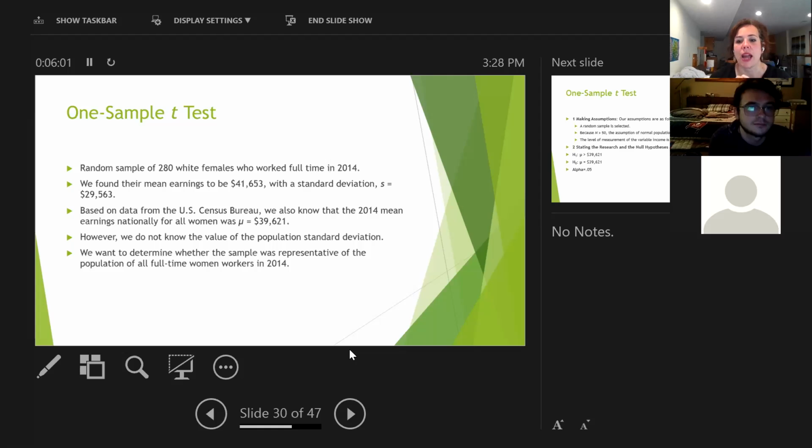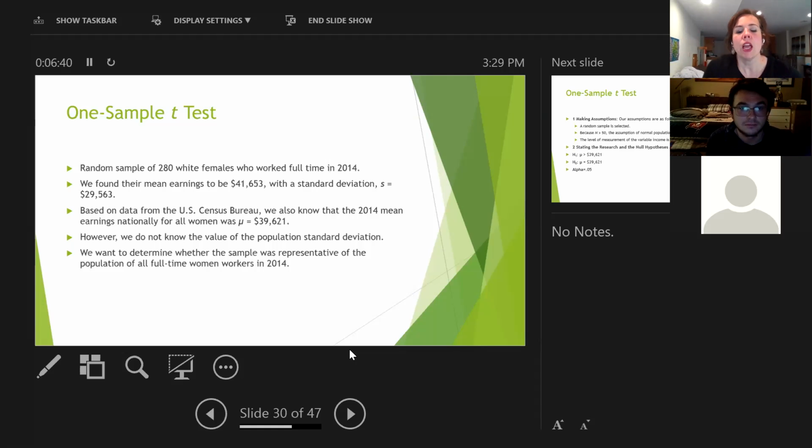Okay, so let's practice one of those one sample t-tests. A random sample of 280 white females who worked full-time in 2014 were polled to figure out what their income was. We found that the mean earning was $41,653 with a standard deviation of $29,563. Okay, small standard deviation or large? It's a pretty large standard deviation. That is very large, right? Again, if we're looking at variance, if your mean is 41,000, that means you probably have people in the 150s and probably have people making close to 0, right?